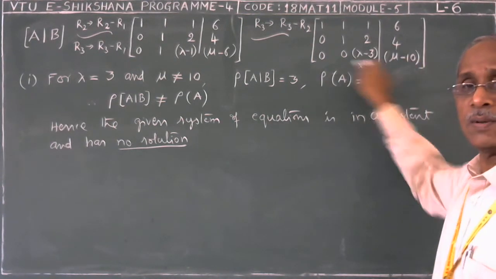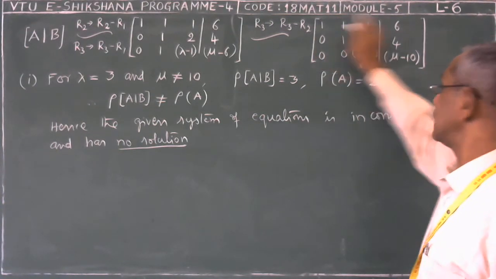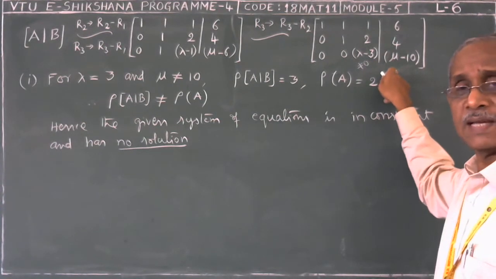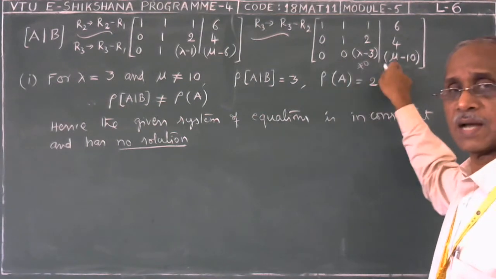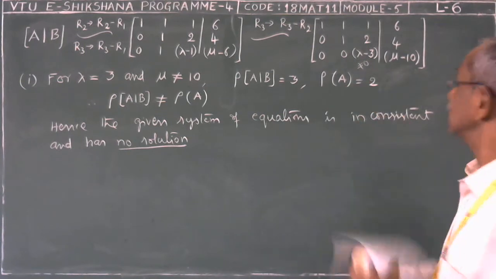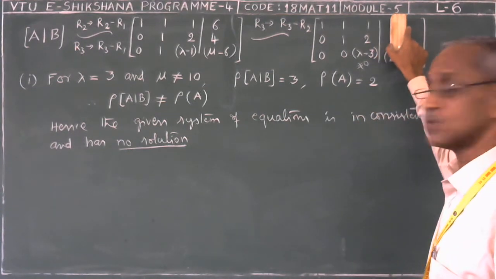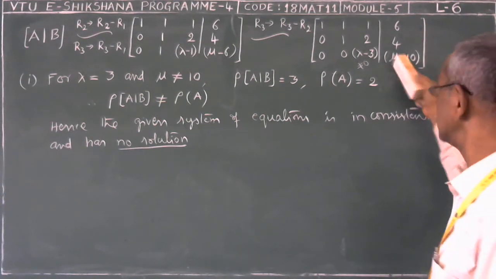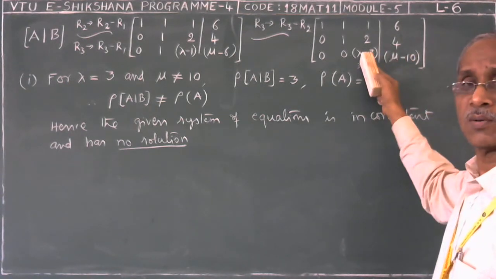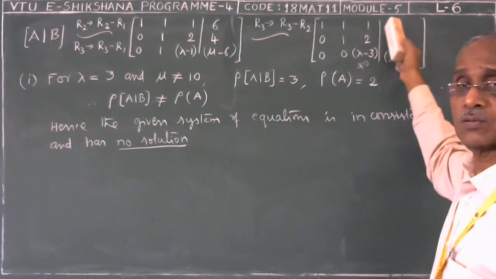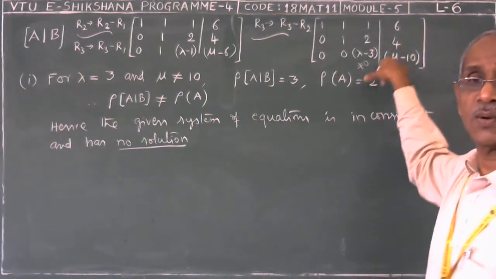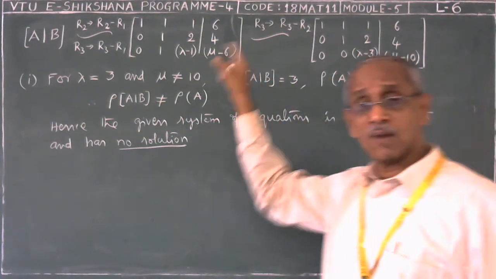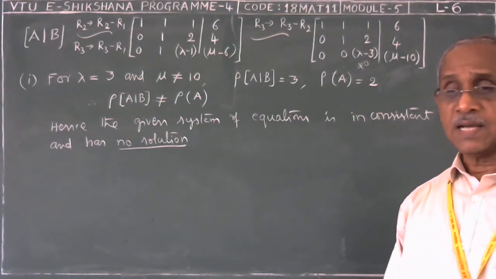The augmented matrix is the entire matrix, while the coefficient matrix is only the first three columns. So whether mu is equal to 10 or not, this row will still be a non-zero row. Therefore, for lambda not equal to 3, the coefficient matrix has rank 3, with 3 non-zero rows. The augmented matrix also has 3 non-zero rows, so its rank is also 3. The rank of the augmented matrix equals the rank of the coefficient matrix, equal to 3, the number of unknowns x, y, z. That means the system has a unique solution.